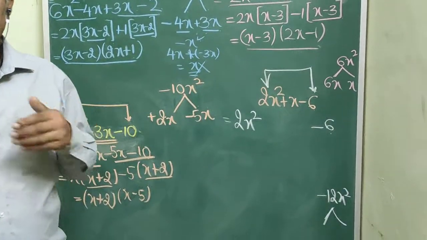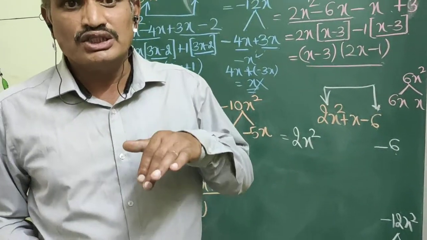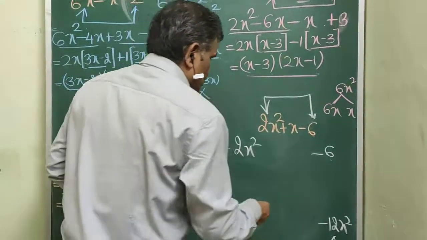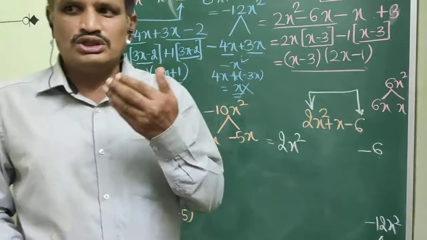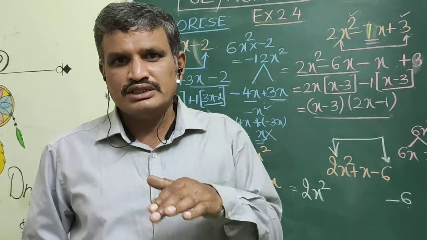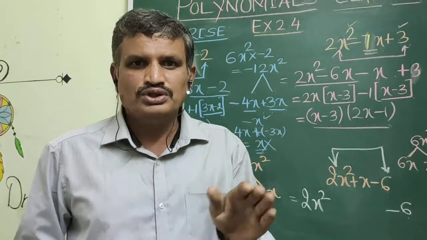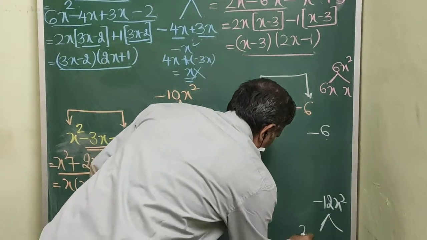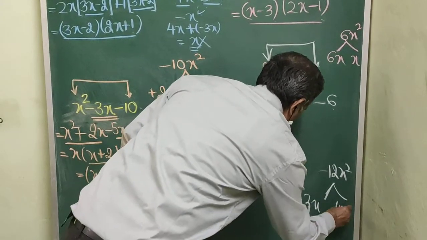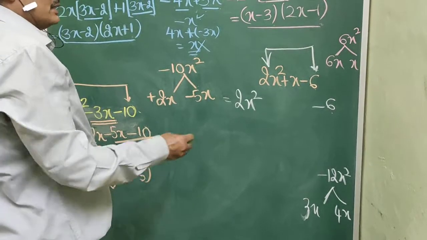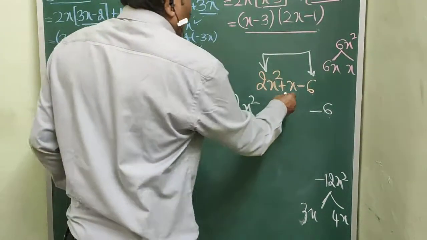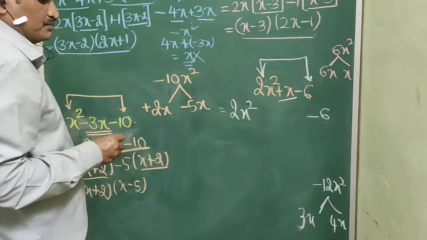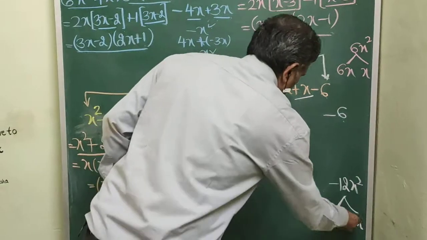Then other factor of 12 is what? 3 and 4. 3 plus 4 is 7, but 4 minus 3 is 1. This can be taken. Of course if you want you can say 2 and 6 also. 2 sixes are 12. But 2 plus 6 is 8 and 6 minus 2 is 4. It's of no use. So I will take factors as 3x and 4x. Now you see, I should get plus 1x. That means 4x minus 3x will be 1x. 3x minus 4x will be minus x.